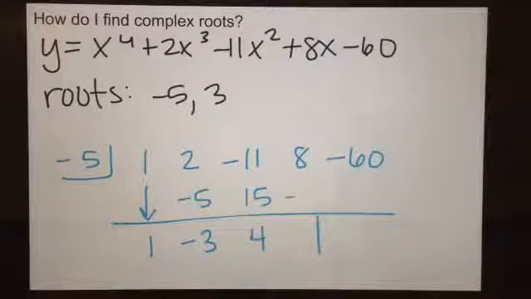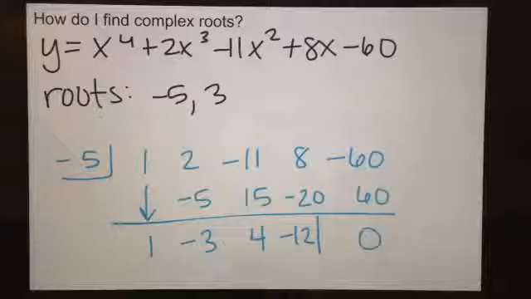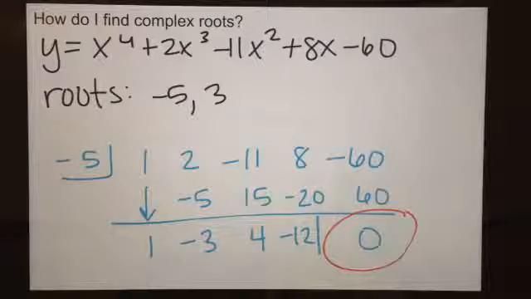4 times -5 is -20. When I add those, I get -12. -12 times -5 is +60. When I add those, I get 0. Anytime you are plugging in something that is an actual root, you will not have a leftover. So if you get anything other than 0, it means you did the problem wrong. If you get 0, it means that you're on the right track.